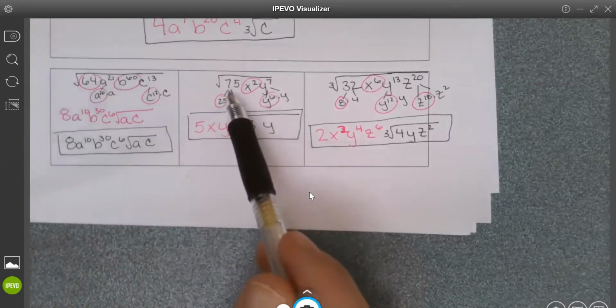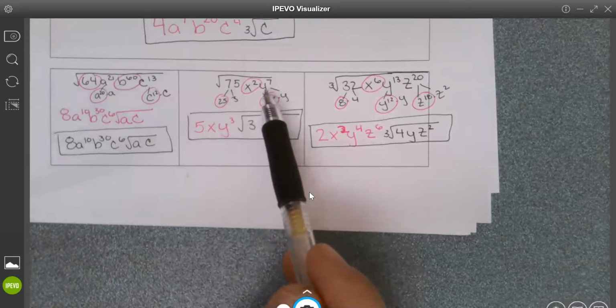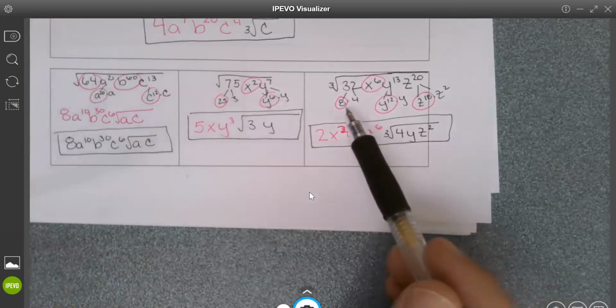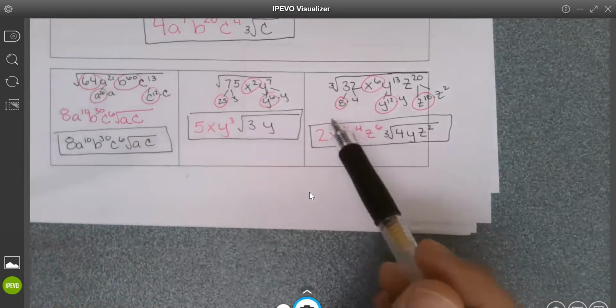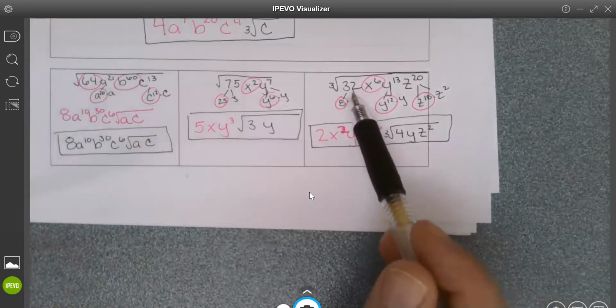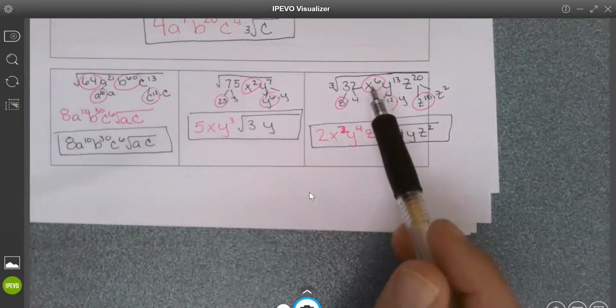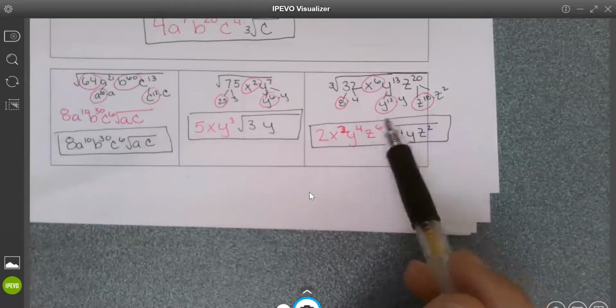Second one, I have to break apart the 75 and the y to the 7th, but x squared I can take out evenly. And then when I get to this cube root, again, I have to switch to a different set of numbers. So 8 times 4 is what I'd break 32 into. Cube root of 8 is 2. And then here you can see circled what I can evaluate.